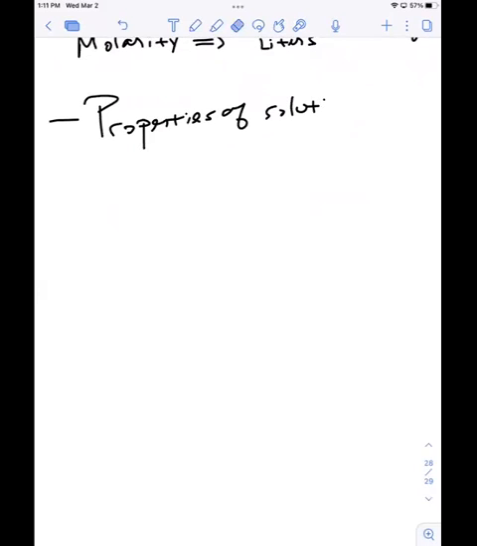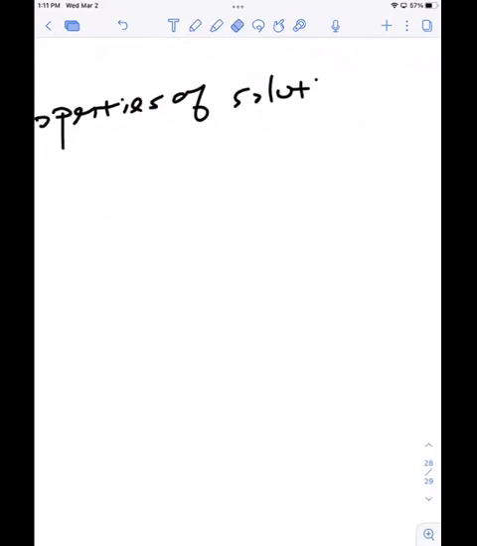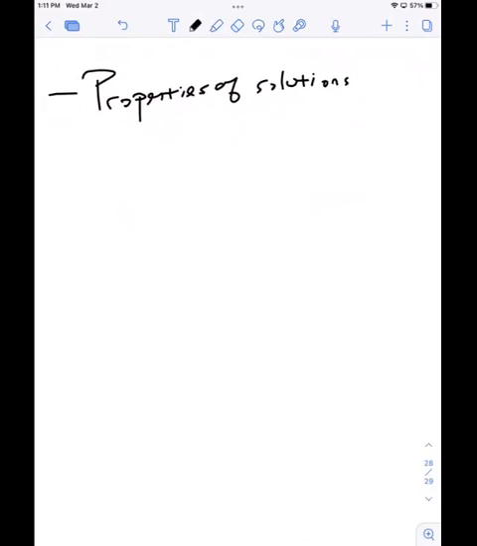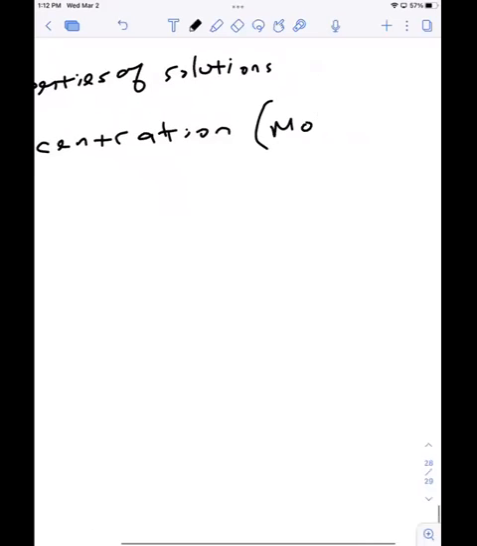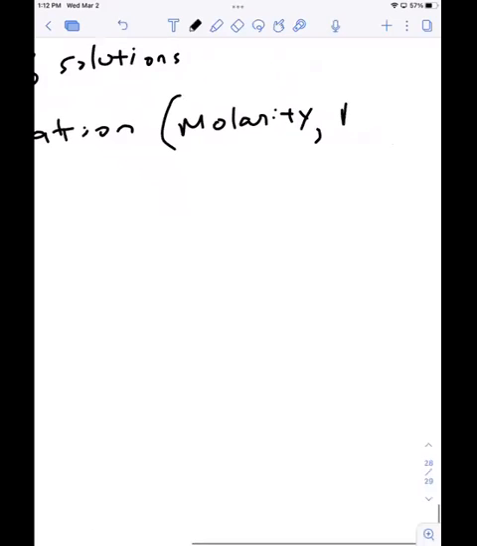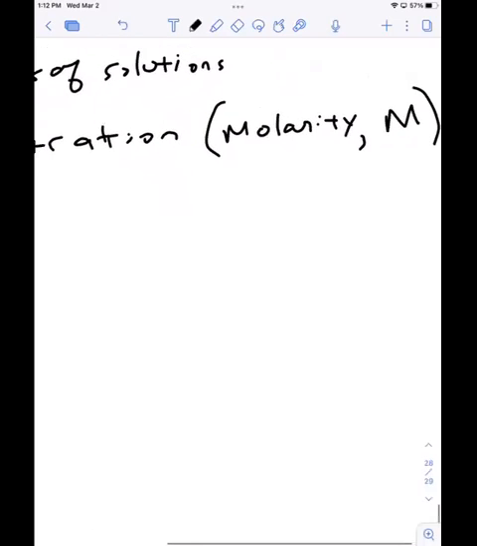We're going to talk about concentration. When we start talking about molarity and how to determine it, that's where the idea of concentration comes in. And you'll see the symbol for molarity is uppercase M.